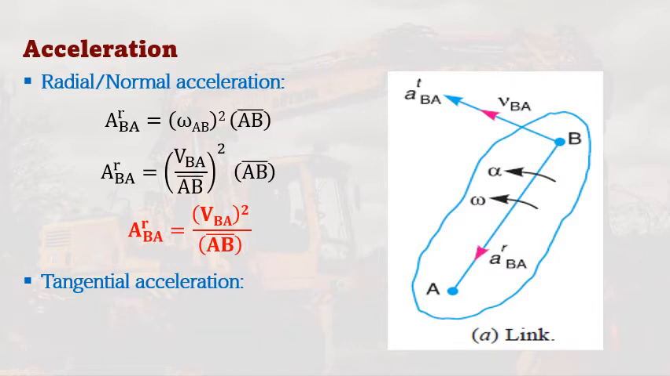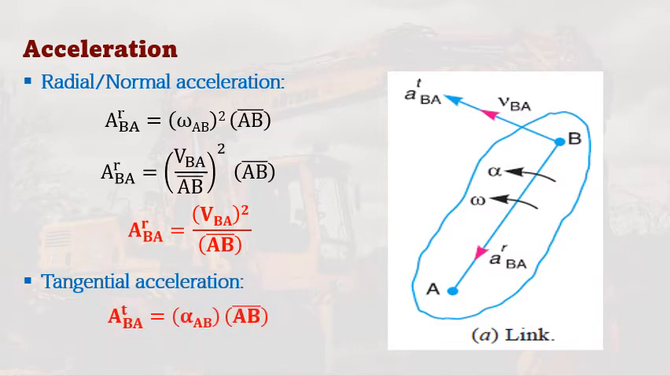So therefore, to get the radial component, all we have to get first is the velocity of a point divided by its distance from the axis of rotation. Just like here, the velocity of B relative to the axis of rotation A, divided by the distance of B to A. That's how you get the radial component of the acceleration. Again, its direction is towards the point of rotation.